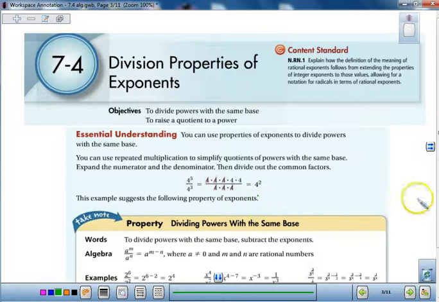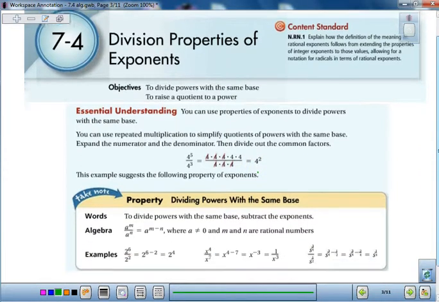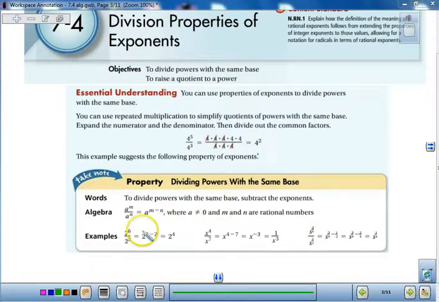That leads us into this rule, which is the rule you should be putting on your dividing powers on your green notes. If we divide powers with the same base, a to the m divided by a to the n, we are going to take the numerator and subtract the denominator when our base, a, is not 0, and m and n are rational. So here are some examples you might want to put down.